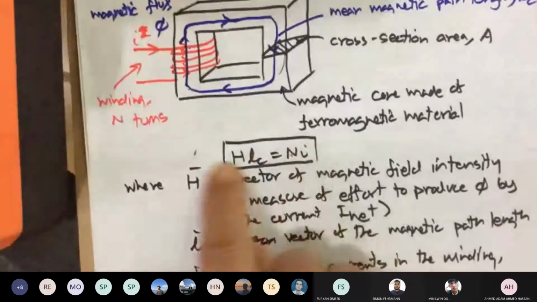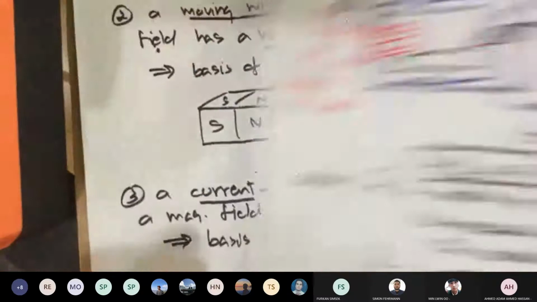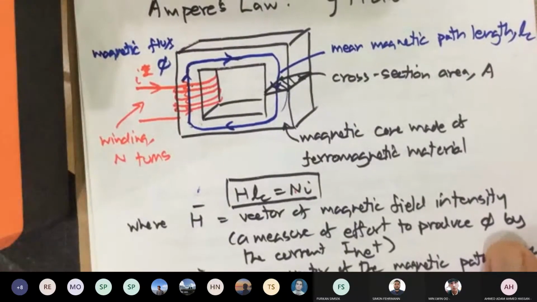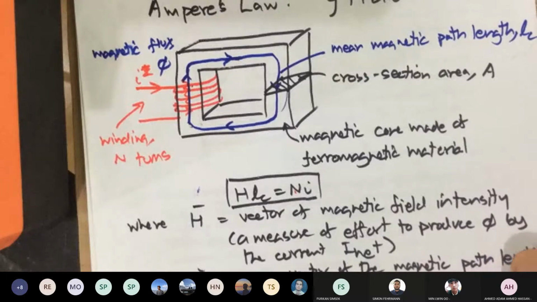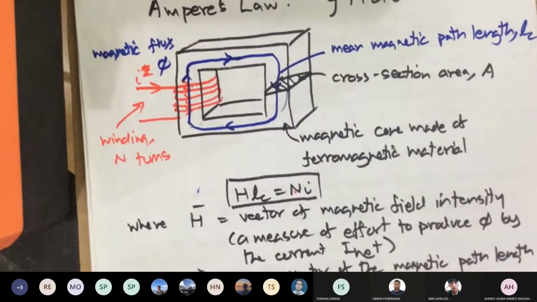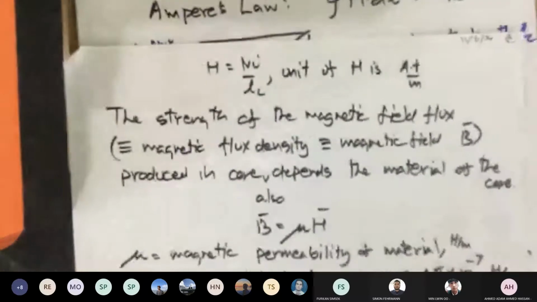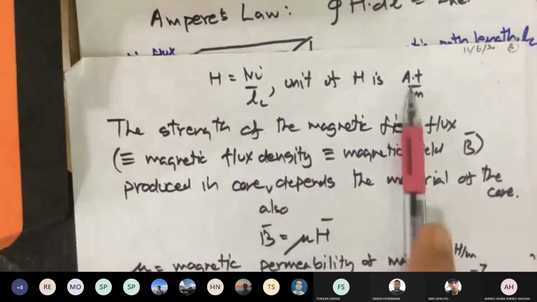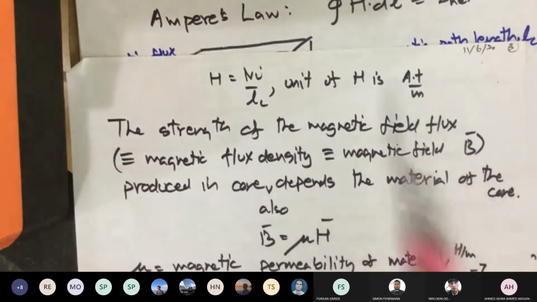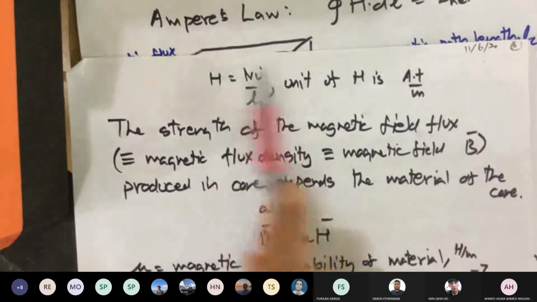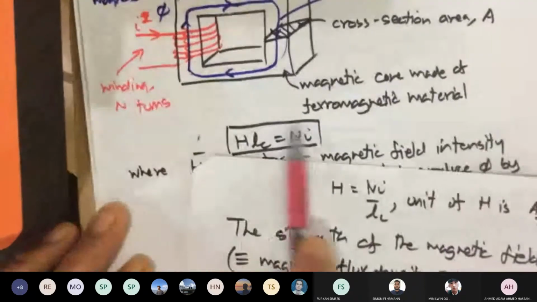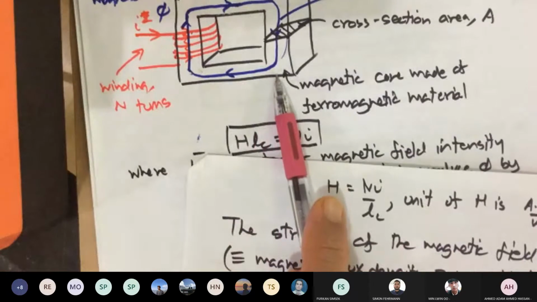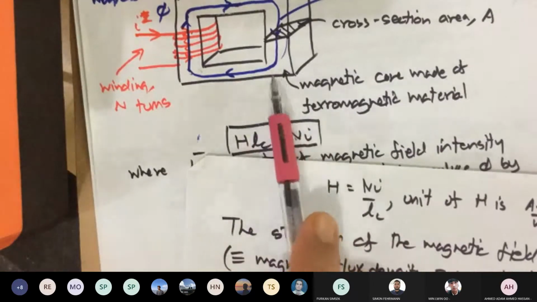if you look at this equation carefully, the H, the effort, can be expressed like this: N times I divided by L sub C. And the unit of H is ampere-turns per meter. Now notice that this equation, or this original one, doesn't have anything to do with the materials that make up the core. See what I'm doing here?